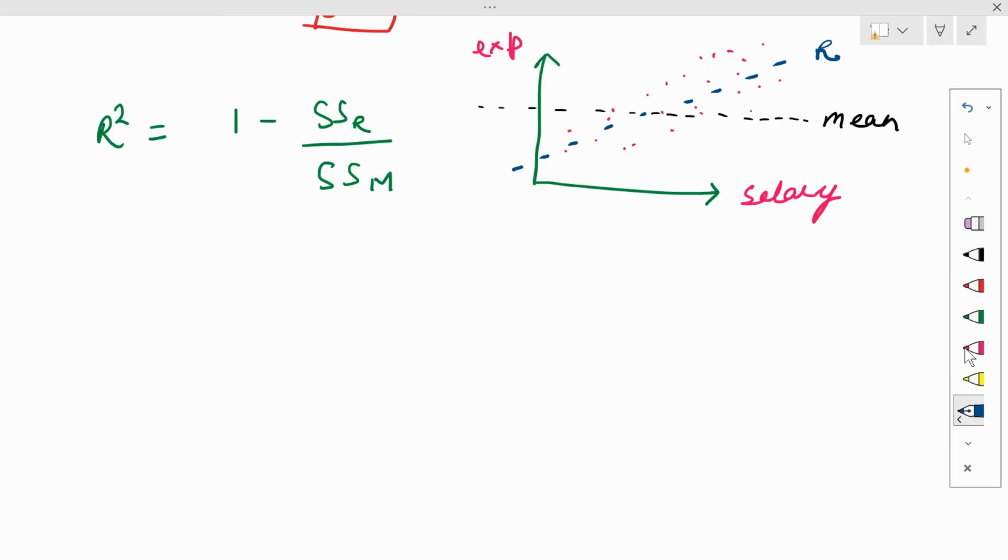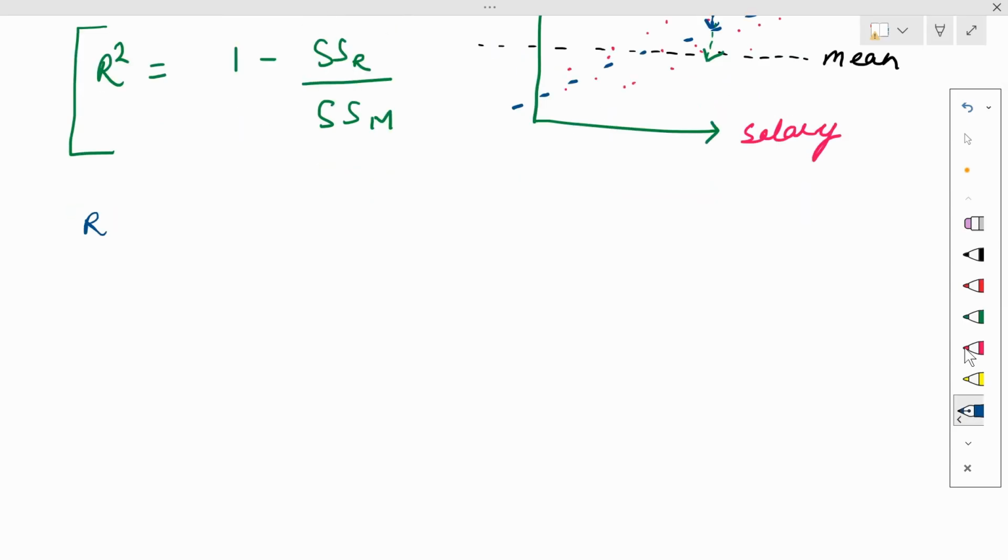Now, for example, for this data point, this is the difference from the regression line, while this is the difference from the mean line. So we need to take the sum of squares of all these differences for the regression and mean lines. And that's how we have the formula for R square.